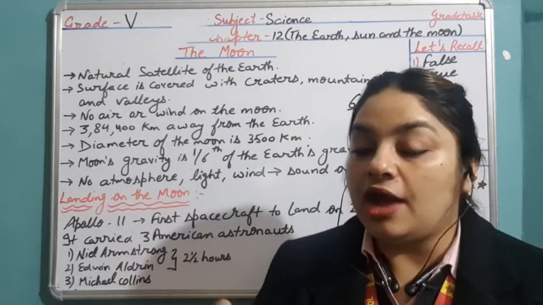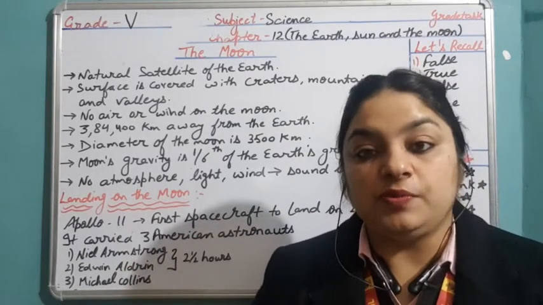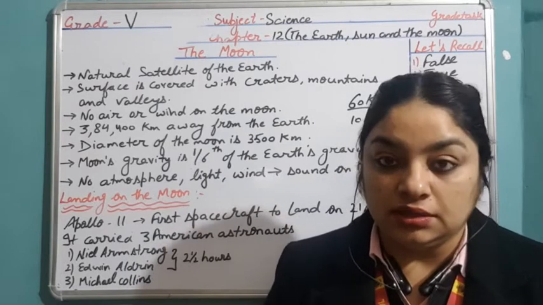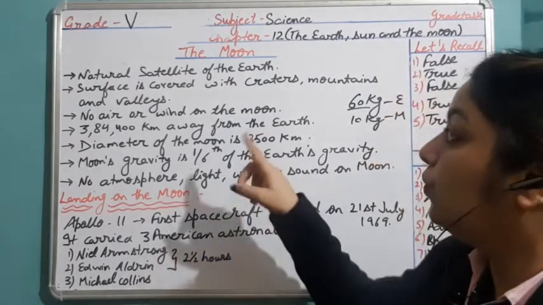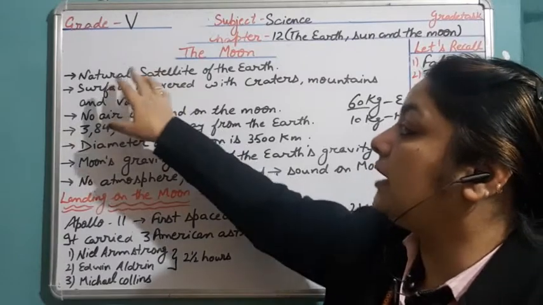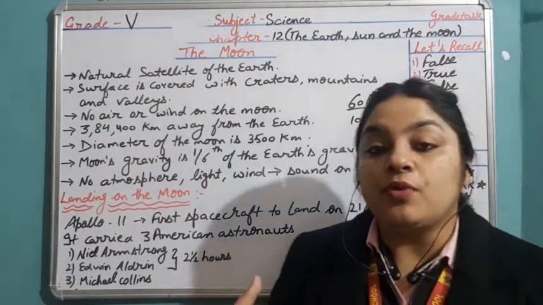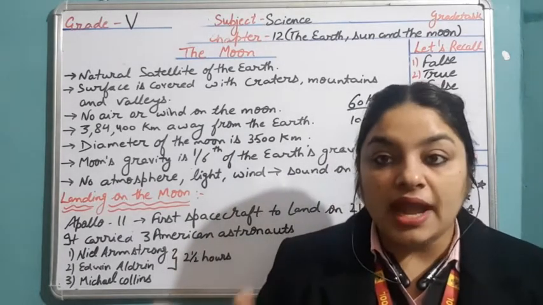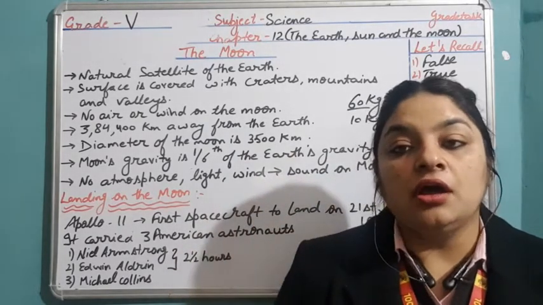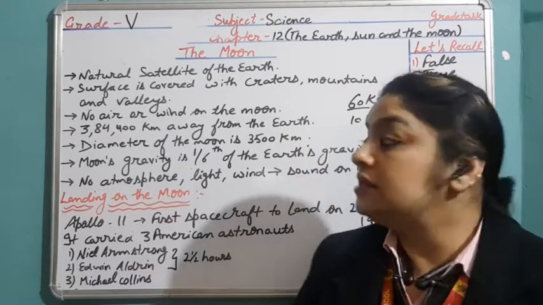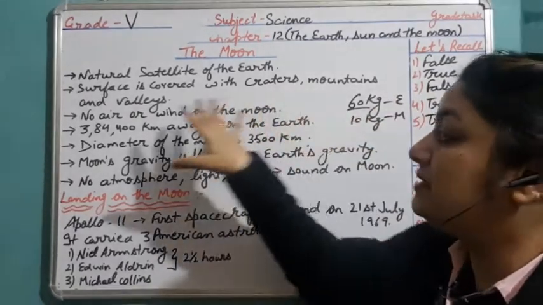Different planets have different numbers of moons. In this chapter, we'll study the moon of the Earth. Earth has one moon. So what is the moon? It is the natural satellite of the Earth, and it is made up of rock particles. The surface of the moon is made up of craters, mountains and valleys.